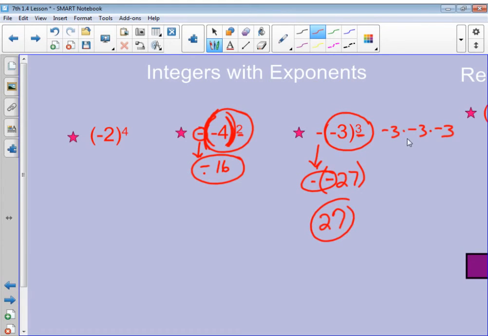You can't simplify this first because that exponent on the outside is only applying to what's inside the parentheses. So you can't take that shortcut first. You have to solve any exponent before putting those two negatives together. That's why we didn't put them together until this step right here. Okay.